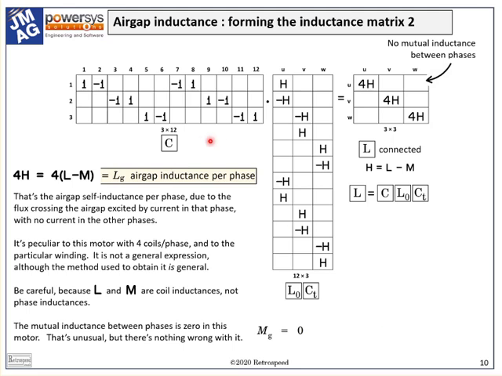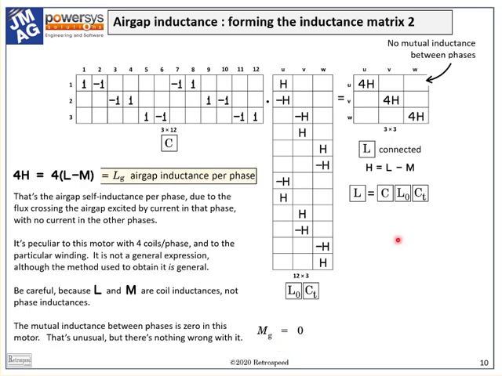So this is the pre-multiplication by the C matrix. And the result is this tiny inductance matrix, 3 by 3, at the top right. It's rather extraordinary that this matrix is diagonal, which means that the air gap component of the mutual inductance between phases is 0. This is not the case in general.